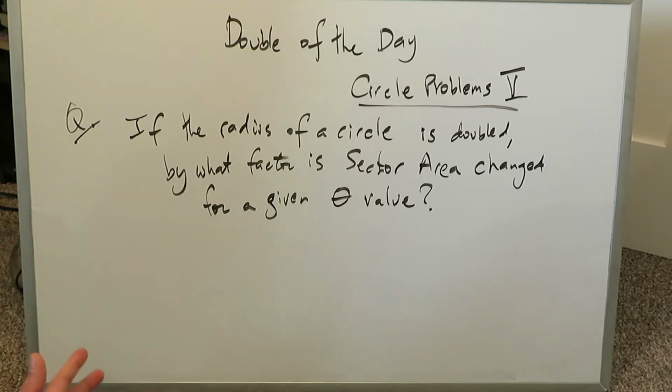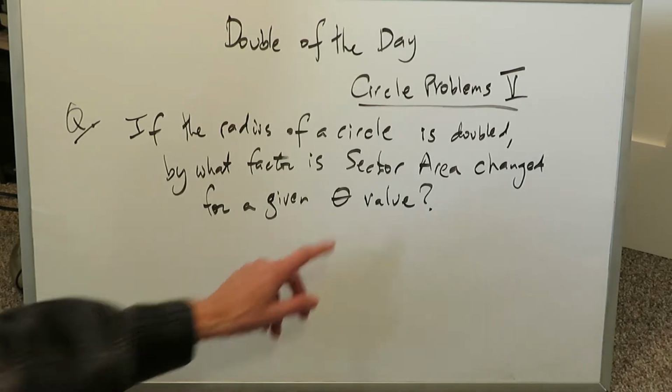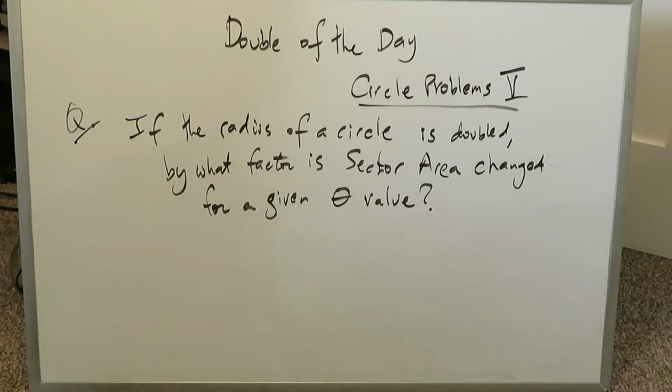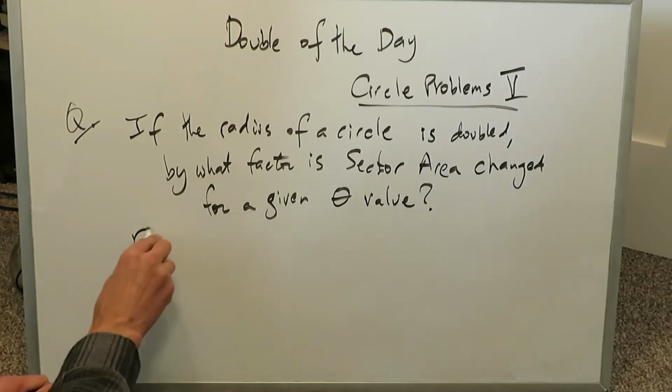Circles are huge. No matter what type of exam or test you're looking at, there's always some question or two on circles. We have an interesting one here. If the radius of a circle is doubled, by what factor is the sector area changed for a given theta value? And you know we're talking here about angle, but in radians. We're talking about a certain radius.